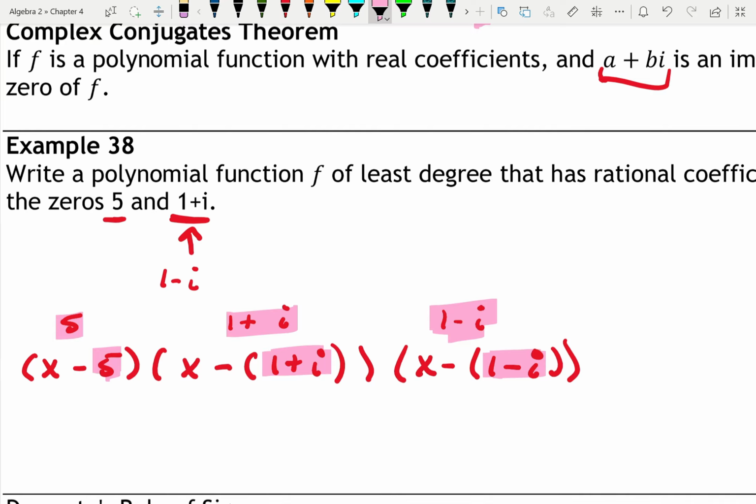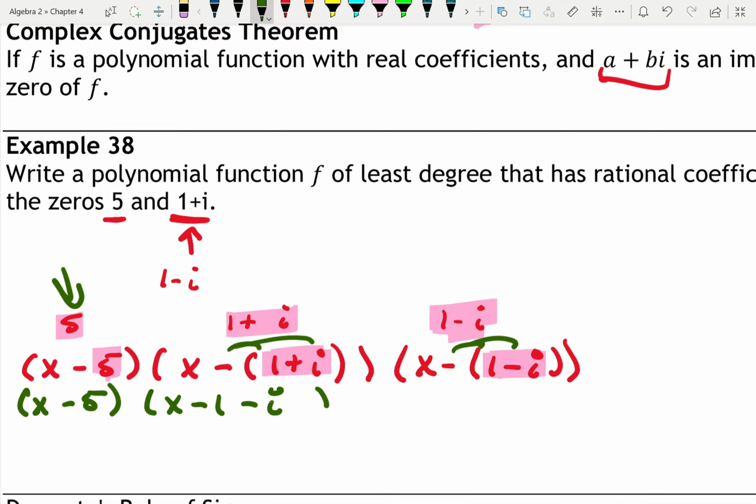Now we want to distribute. And we want to distribute it until we get back to a standard form equation. What I would suggest is leave the most simple term alone. So this first guy, the 5, he is the most simple. So I'm going to leave him alone at the beginning. And I'm going to deal with the imaginary parts. So first I'll distribute in my negatives. So I'll have x minus 1 minus i, and then x minus 1 plus i.